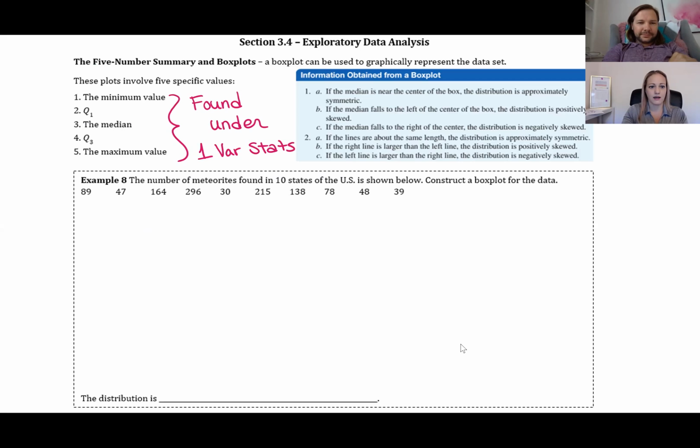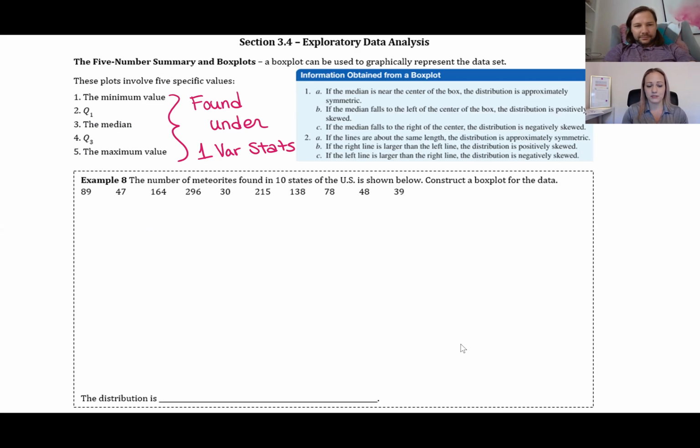Okay, so that was the end of section 3.3, and 3.4 is the shortest section by far in this entire semester. It's just this one page right here, and it's about what we call the 5-number summary. We're going to use that 5-number summary to help us draw what's called a box plot, or I grew up calling it a box and whisker plot. You may have heard that phrase as well.